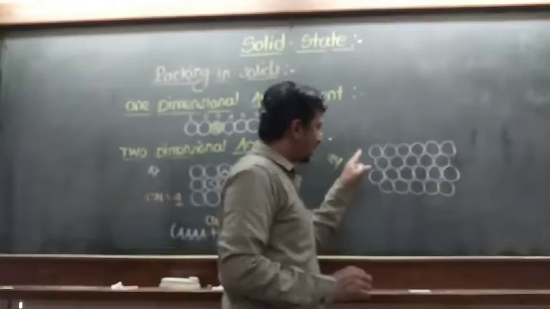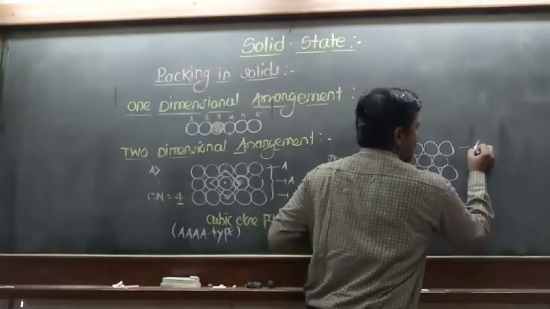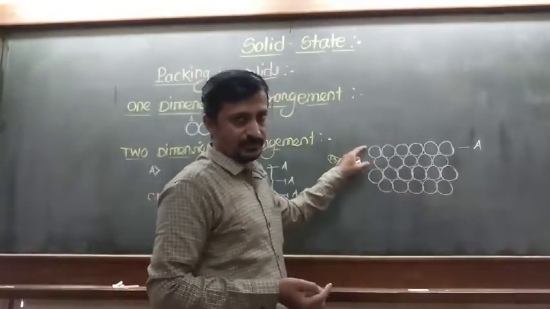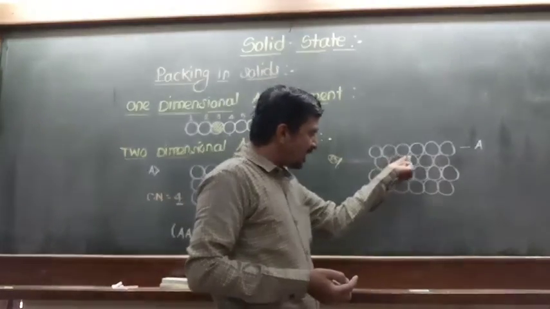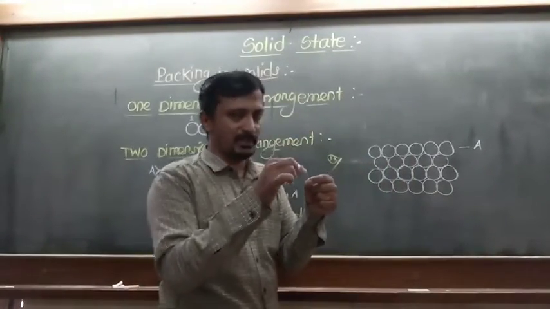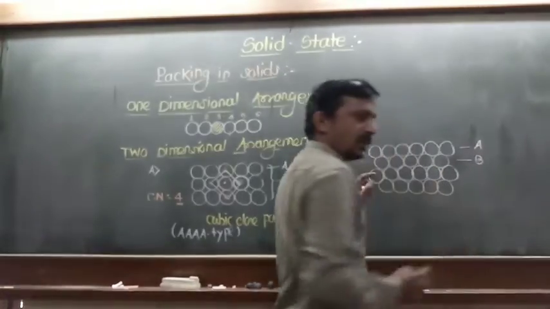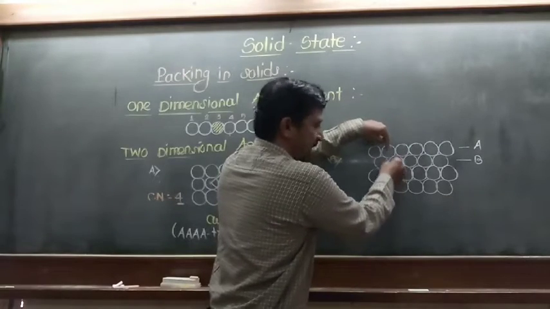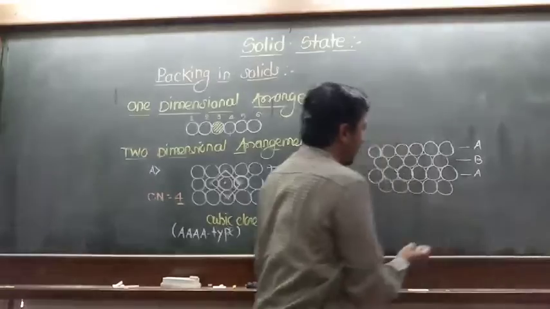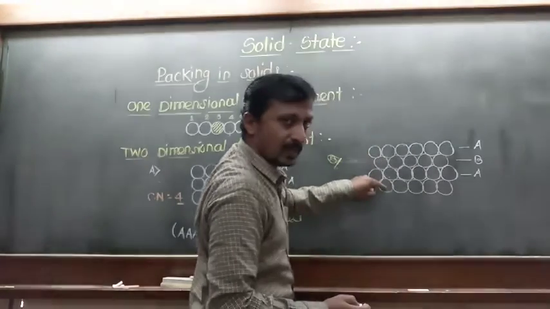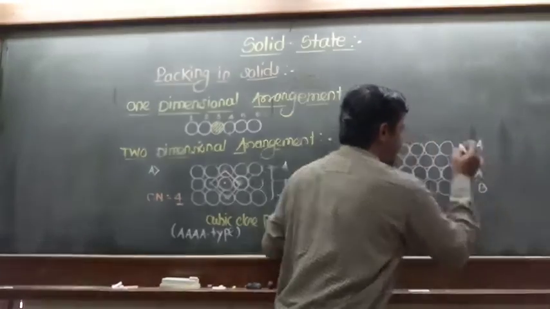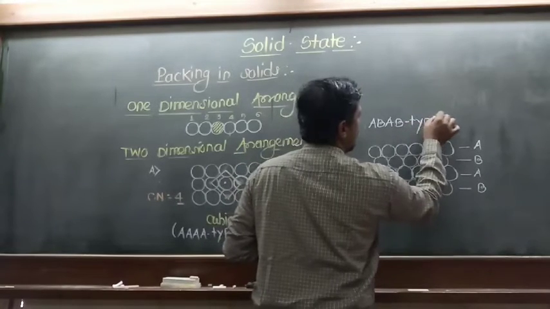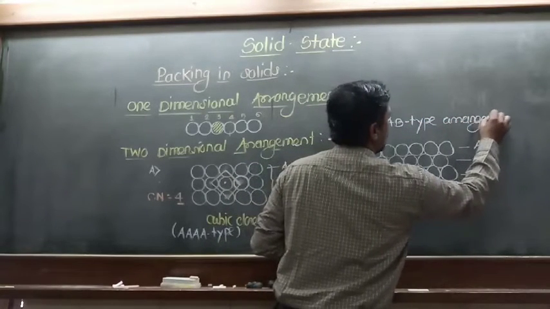But in this case, if we name the first layer A, then the second layer is not similar to the first layer. Why? Because the atoms of the second layer sit in the depressions of the first layer, so the second layer is different. We call it B. Again, the A layer atom of the first layer is in alignment with the third layer, so it is called A layer again. And the second layer is identical to the fourth, in alignment, so it is called B layer again. So this type of arrangement is called an ABAB type of arrangement.